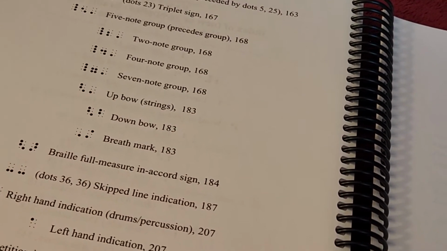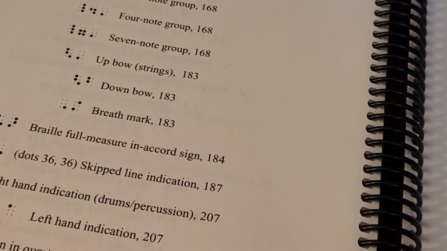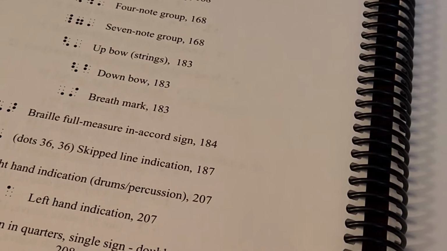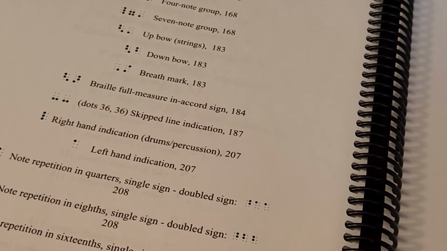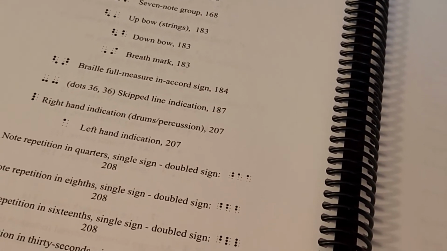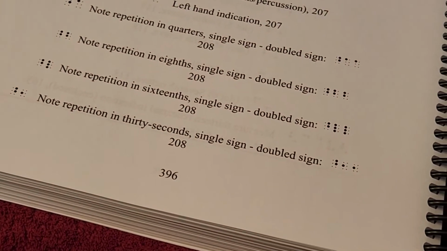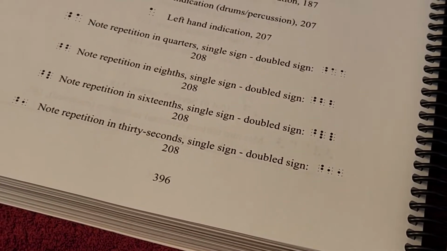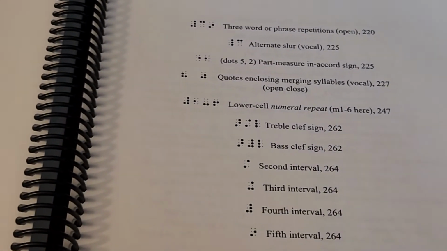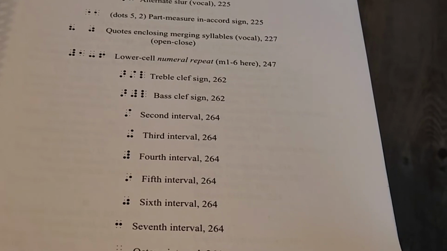Four note groupings, 6, 7 note grouping, up, down, up bow, down bow. Braille breath mark. Yeah, they've got all kinds of signs in here. Wait, what did that say? Oh, note repetition in 30-second notes. So if you have a bunch of notes that are repeated, you have a sign so you don't have to write all those out.